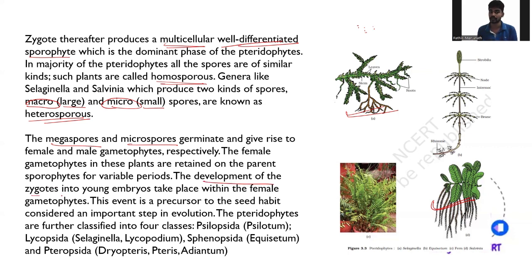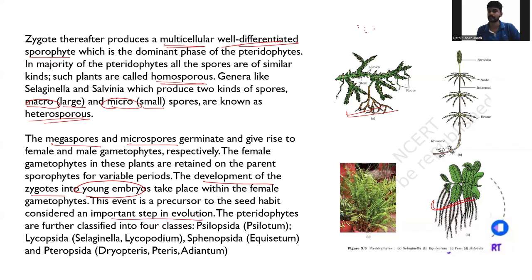So the zygote is formed and it is retained on the parent sporophyte for a varying period of time, and then the zygote develops into the young embryo. This development takes place in the parent female gametophyte itself. Is this clear to you? This event continues till the seed habit formation takes place. That means in these plants you will be seeing seed formation now. The seed habit is considered a very important step in evolution.